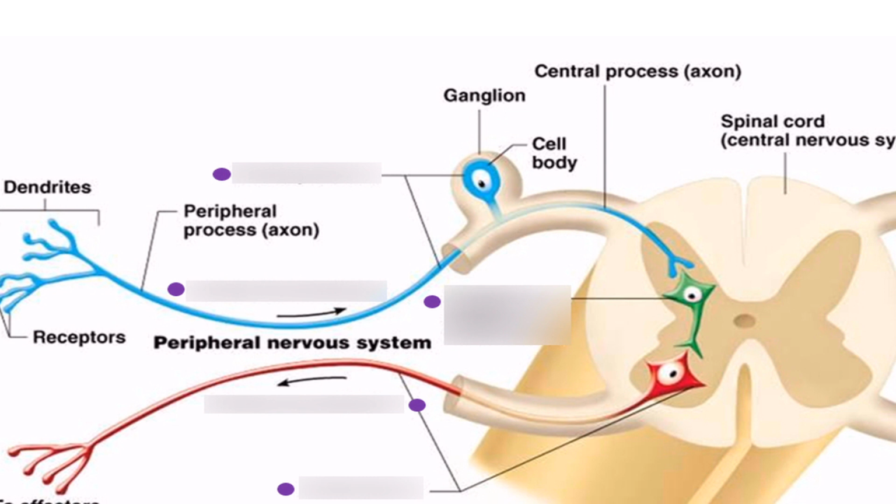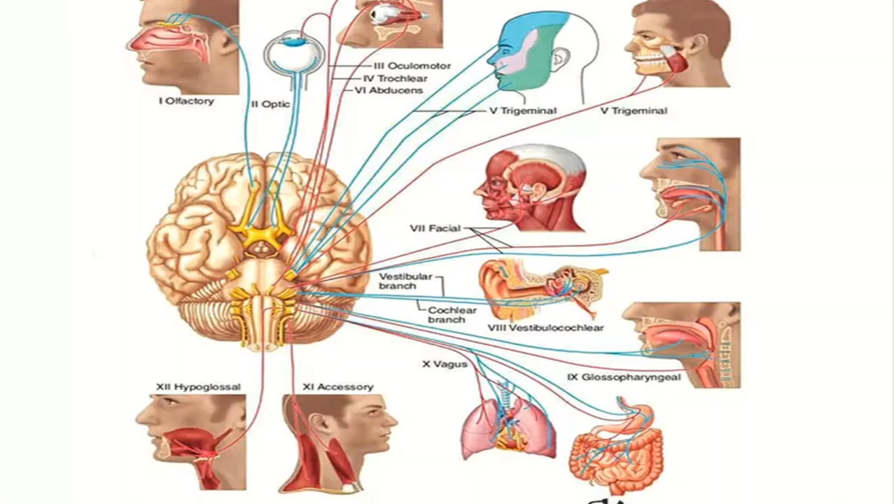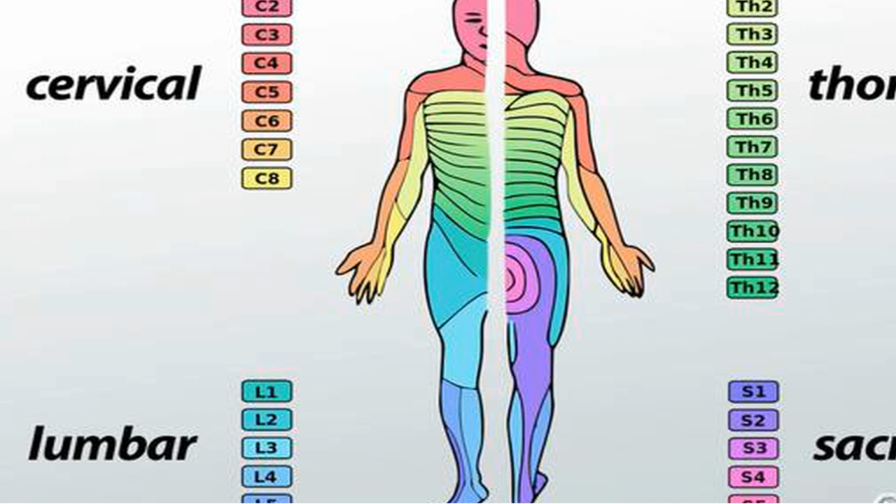There are 12 cranial nerves and 31 spinal nerves. Cranial nerves start in the brain and distribute mostly in the head and neck area, except the 10th cranial nerve, which goes down to the thorax and abdomen. Some cranial nerves are sensory, some are motor, and some are mixed. On the other hand, the spinal nerves start from the spinal cord and distribute all over the body. All the spinal nerves are mixed, meaning they are made up of sensory as well as motor neurons.